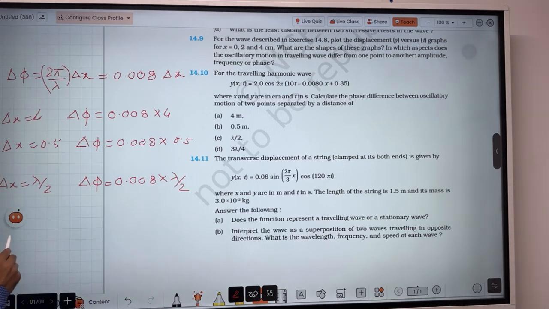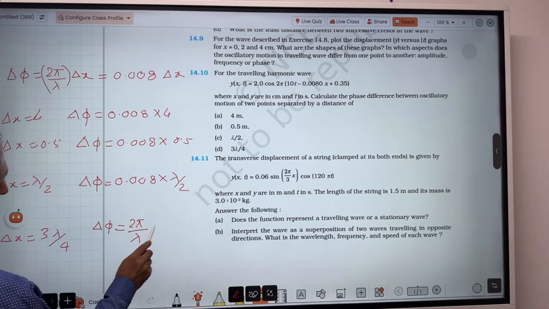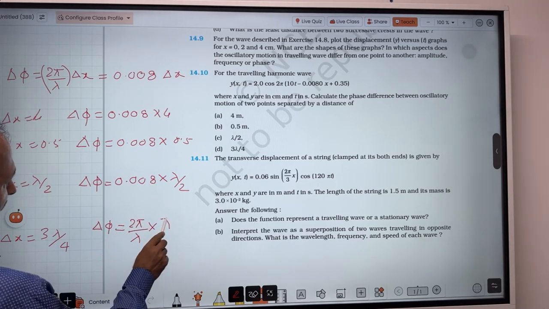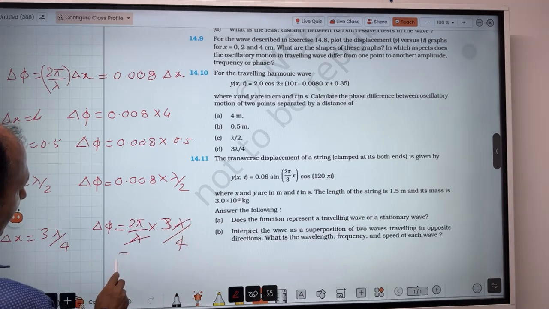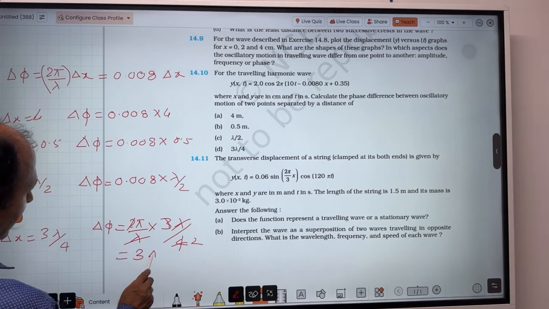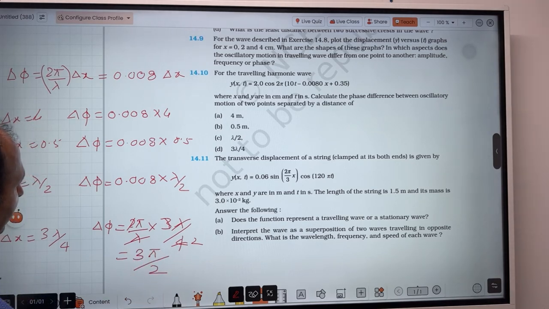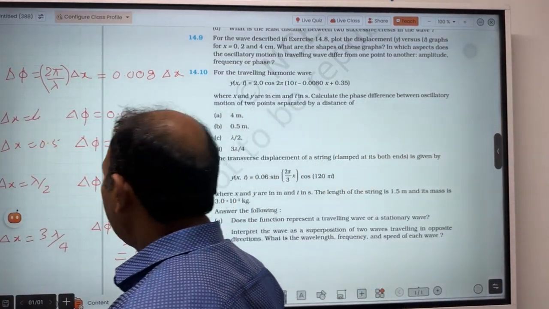Similarly, next part is when delta x is given as 3 lambda by 4, then delta phi you can write, delta phi is 2 pi by lambda times 3 lambda by 4. So here lambda will cancel out and 2 2s are 4, so 3 pi divided by 2, correct? So you have got all answers.